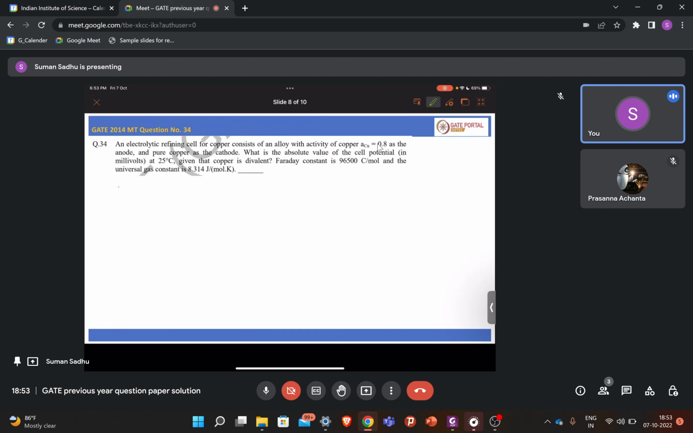So you are doing electrolytic refining. It is mentioned here that you are using pure copper as the cathode, and an alloy of copper with activity 0.8 as the anode. So this is the anode and this is the cathode. At the anode you have copper alloy, and here you have pure copper.